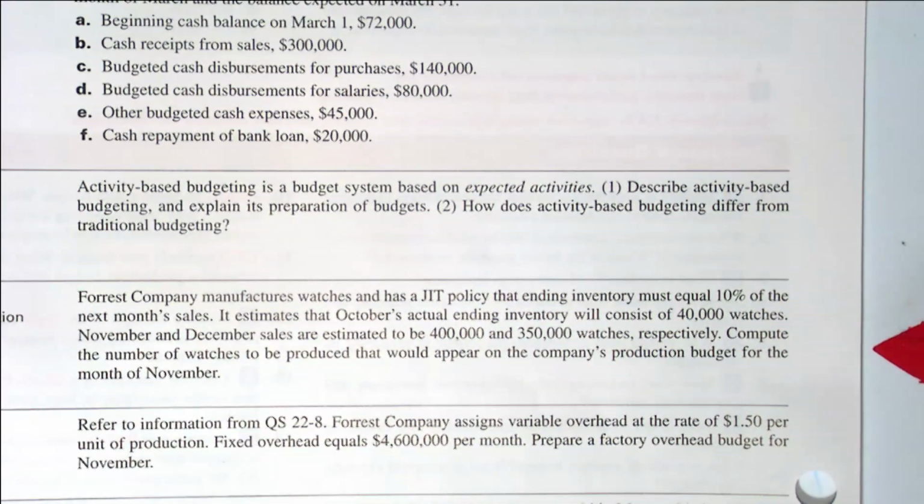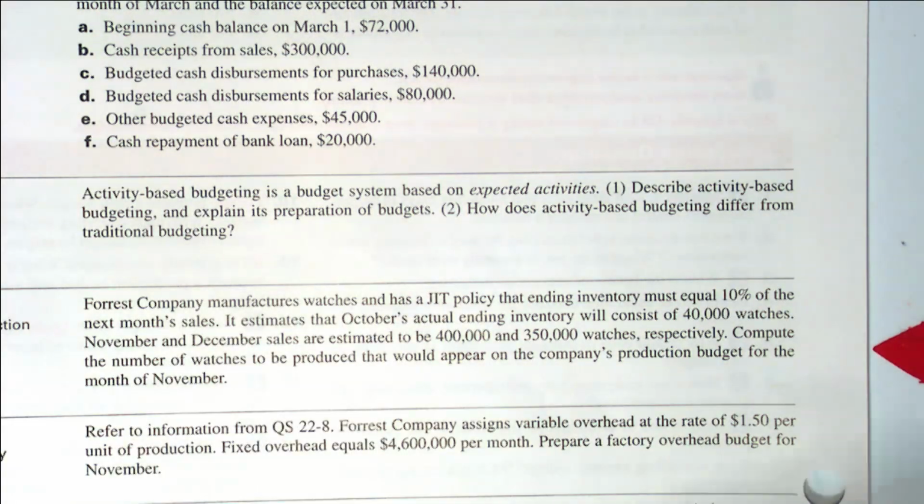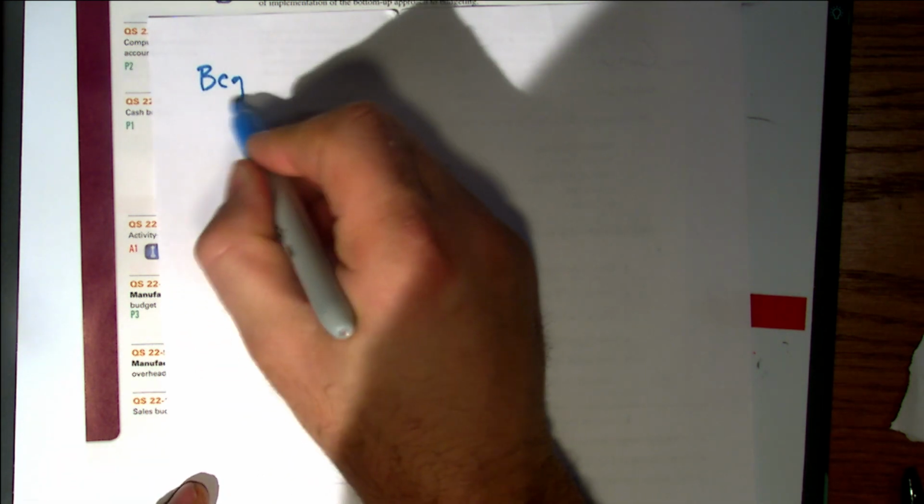Compute the number of watches to be produced that would appear on the company's production budget for the month of November. That is the task at hand. Now let's walk through this. We have used a relationship in this class a lot where we say the beginning of something plus what comes in minus what goes out equals the end of something. Haven't we done that a number of times?